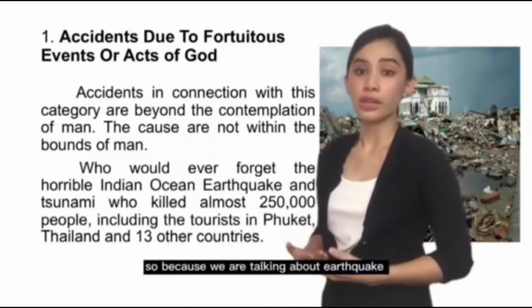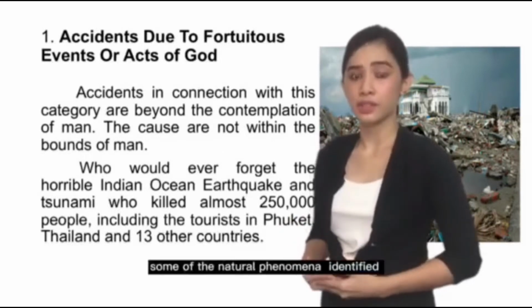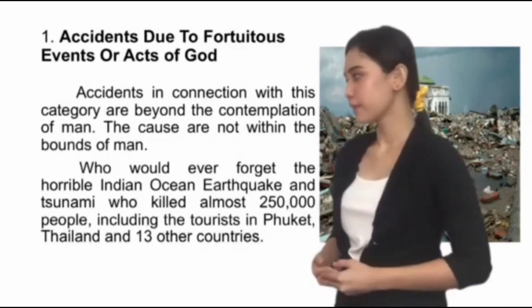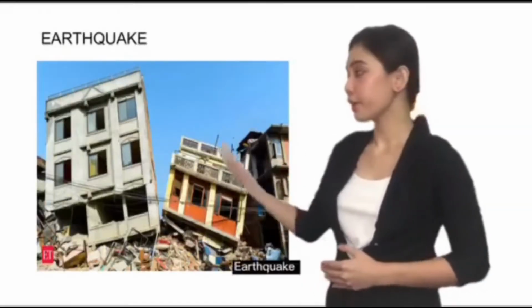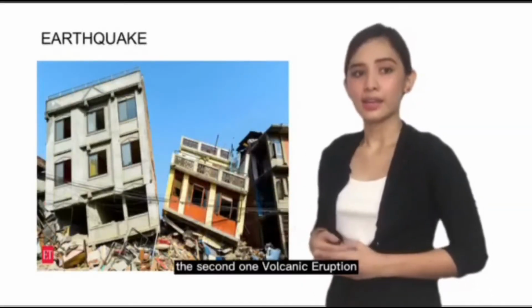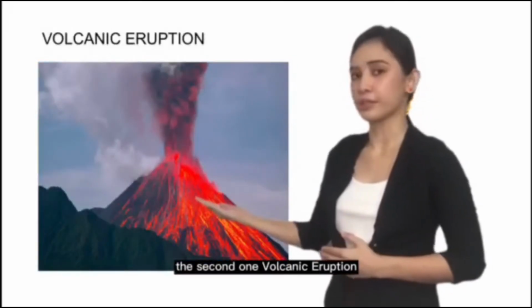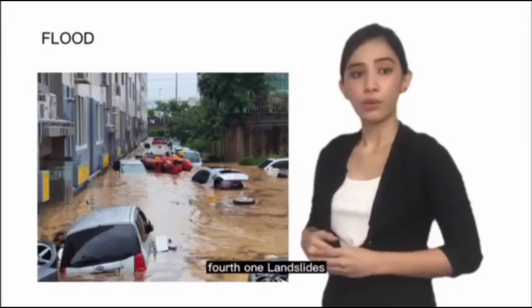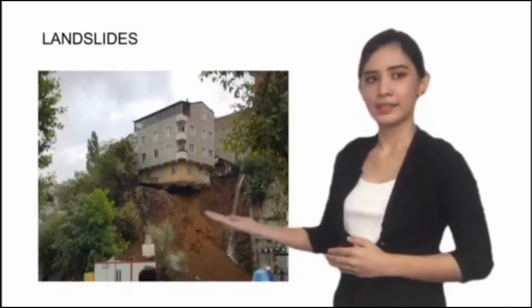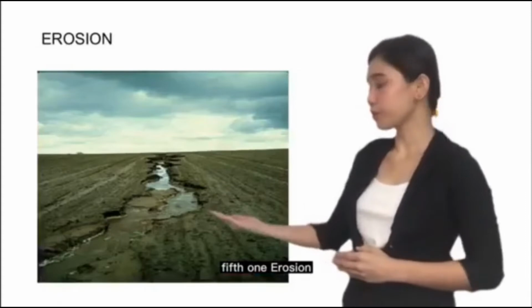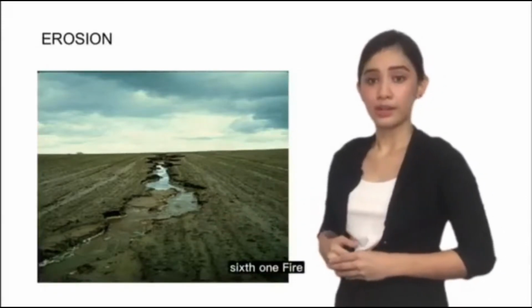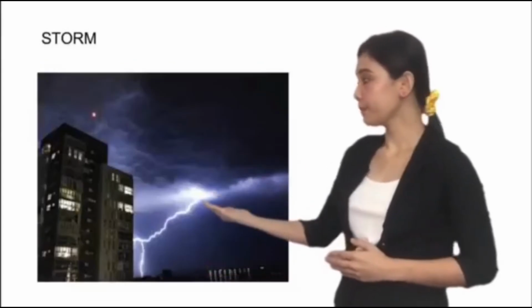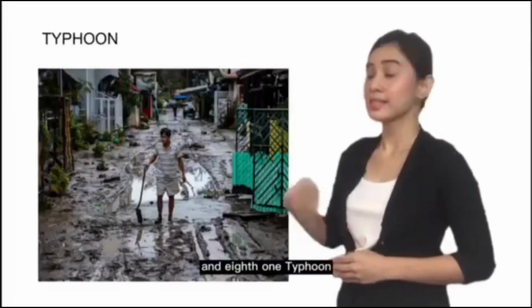Because we are talking about earthquakes, let me give you some of the natural phenomena identified around the world. Let's start with the first one, earthquake. The second one, volcanic eruptions. The third one, flood. Fourth one, landslides. Fifth one, erosions. Sixth one, fire. Seventh one, storm. And eighth one, typhoon.